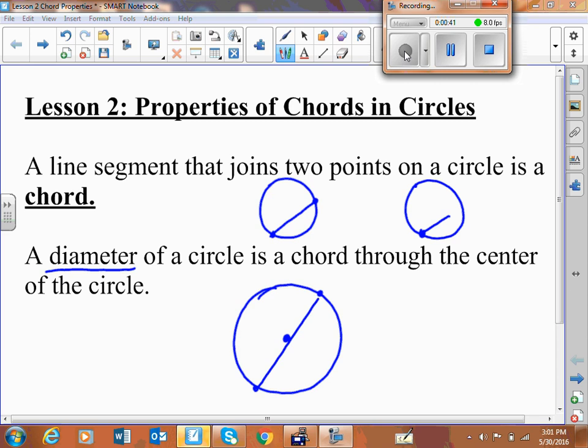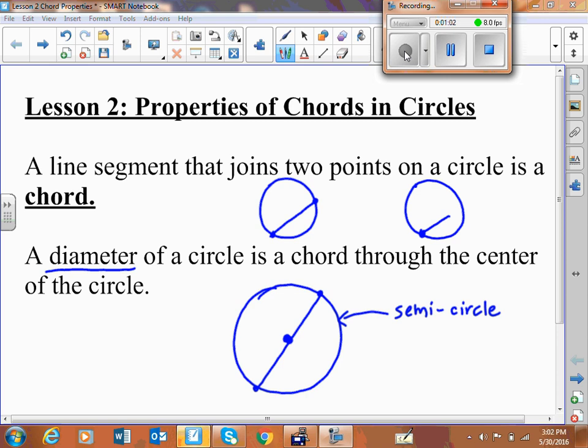So there's my diameter through the center. The diameter also cuts the circle into 2 equal parts. That creates the semicircle as well. Okay, so those are chords. You probably just noticed them as being lines on edges of circles. Okay. Now, what is the chord property?